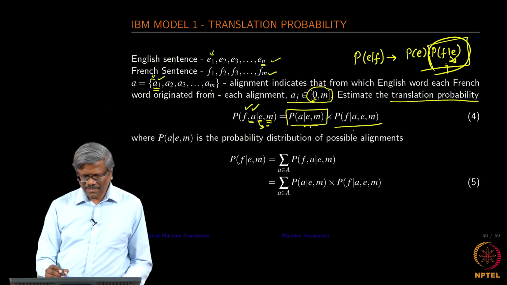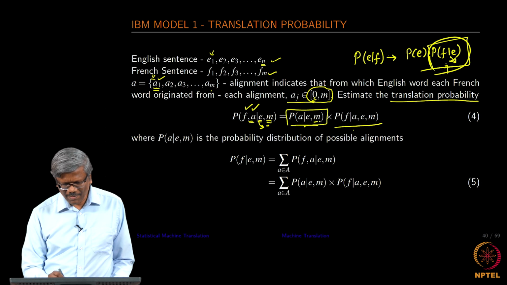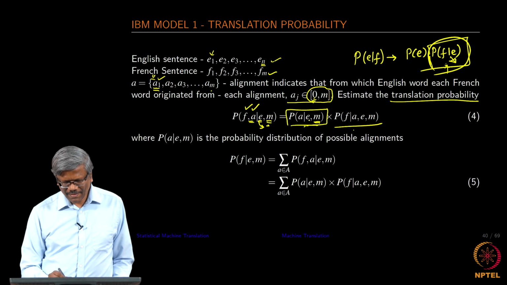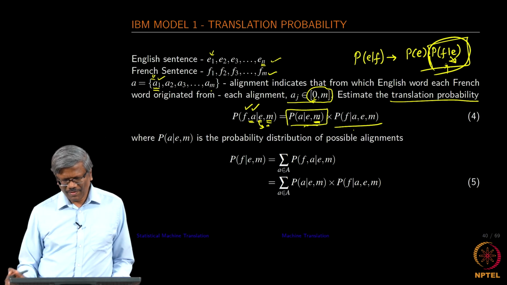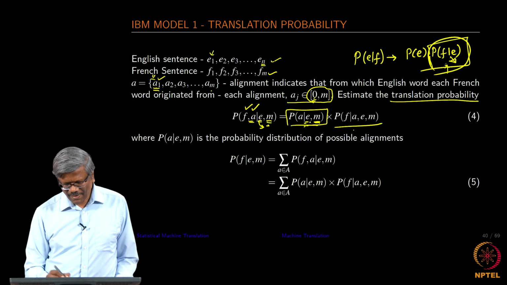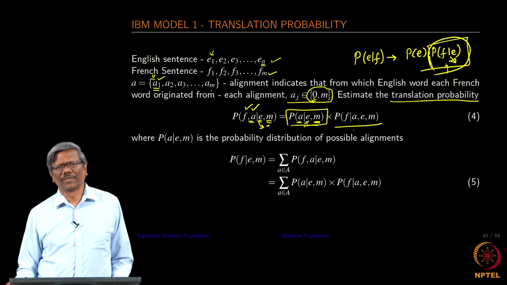One is independent of the French. So, it only worries about the count in the French sentence, right. And then given the number of words that you want to constrain and then the English sentence, you will find the alignment.